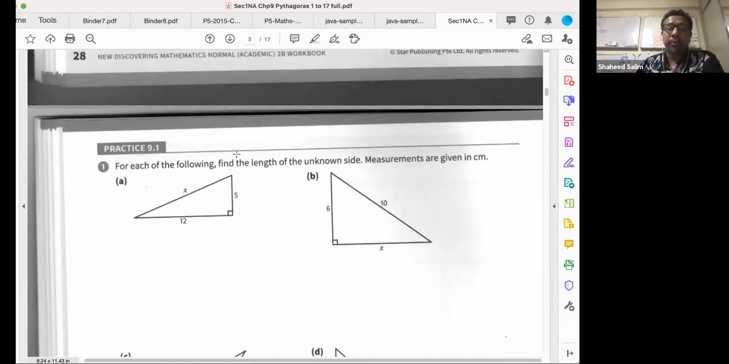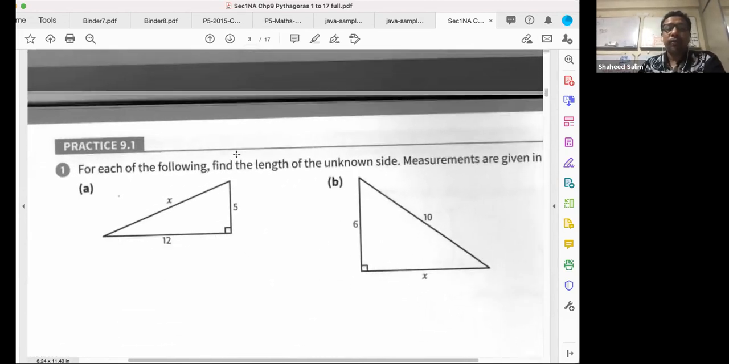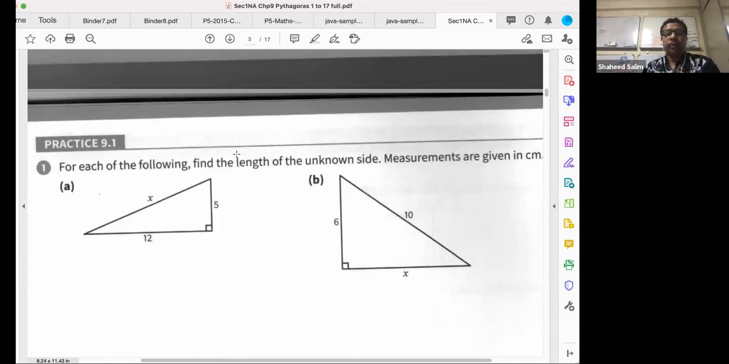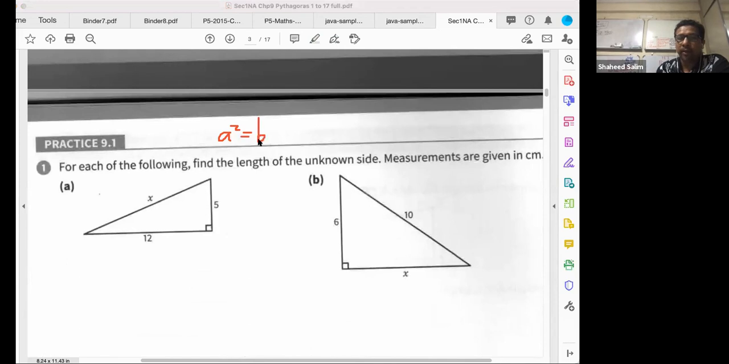I started to experiment. So let us try now with 1A and 1B. Okay? You can do this. It's not so difficult. Those of you who have forgotten, the formula is very simple. I just write the formula down: A squared equals B squared plus C squared, and A is the hypotenuse.